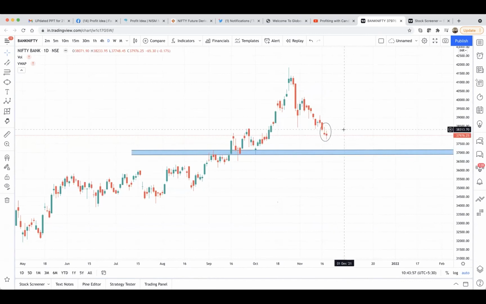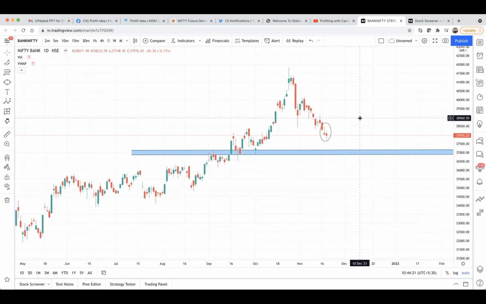So ideally, what is happening in spite of Nifty going down? Even in the last session, in spite of Nifty going down 133 points, Bank Nifty has gone down only 65 points. So Bank Nifty is showing some strength. Bank Nifty is actually suggesting that it probably does not want to go down further.